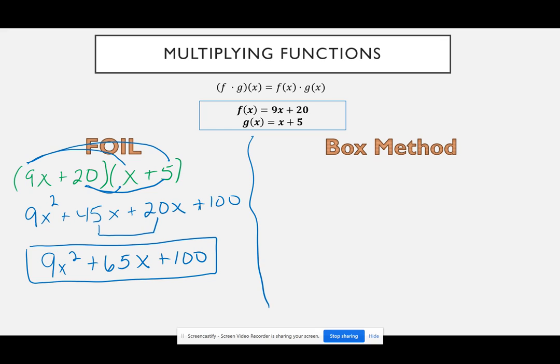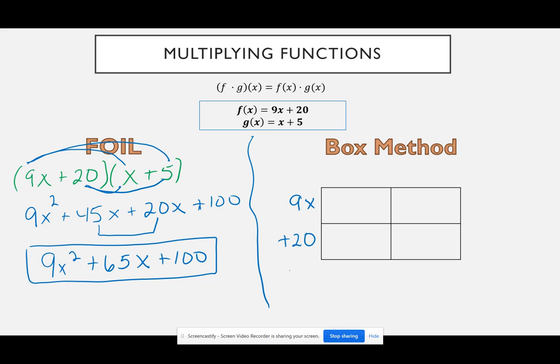But for instance, we're doing a binomial times binomial. We just need to draw a 2x2 box. So what I'm going to do is I need to put my f of x on one side, g of x on the other. It doesn't matter as long as you keep them on the same side. So like if I put 9x over here, I have to put the plus 20 underneath of it to be on the same side. And then that means x and positive 5 go across the top. And then we multiply all of the pieces to get what's going to go inside.